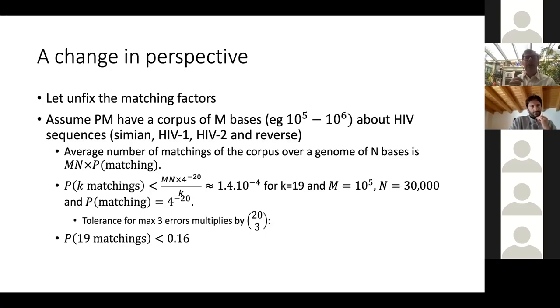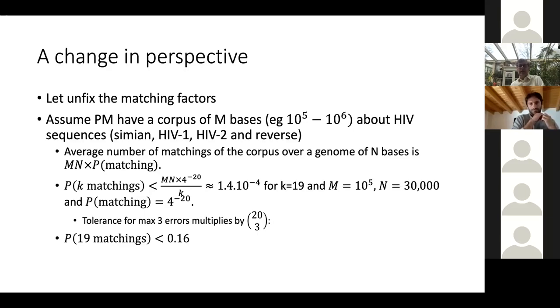If you unfix the matching factors and you unfix the sequence, will it match with COVID? In fact, Perez and Montagnier extracted the sequence from the monkey, the HIV1, HIV2, and also the reverse of them. So you can assume that you have a corpus of 10 to 5, 10 to 6 bases. And now what will be the probability to have at least 19 matching?